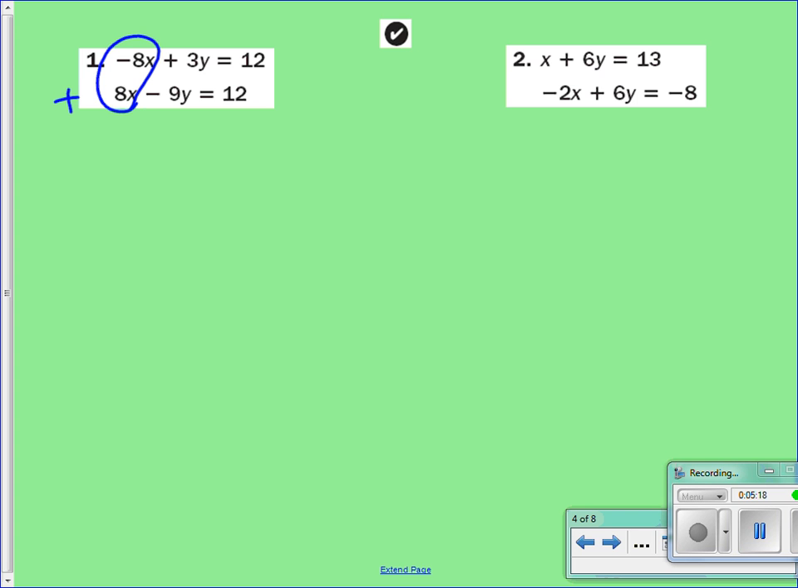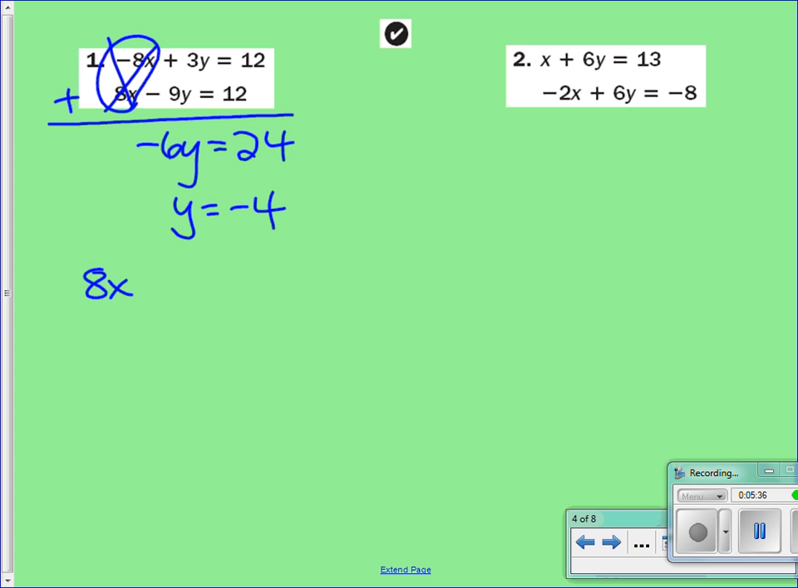So that means if I add these equations, my x's are going to disappear, and I have 3y plus -9y. That gives me -6y, and 12 plus 12, 24. So my y equals -4. And now I can take that y value and plug it in for any of the equations. I chose the second one. And so 8x, let's subtract 36 on both sides, equals -24.